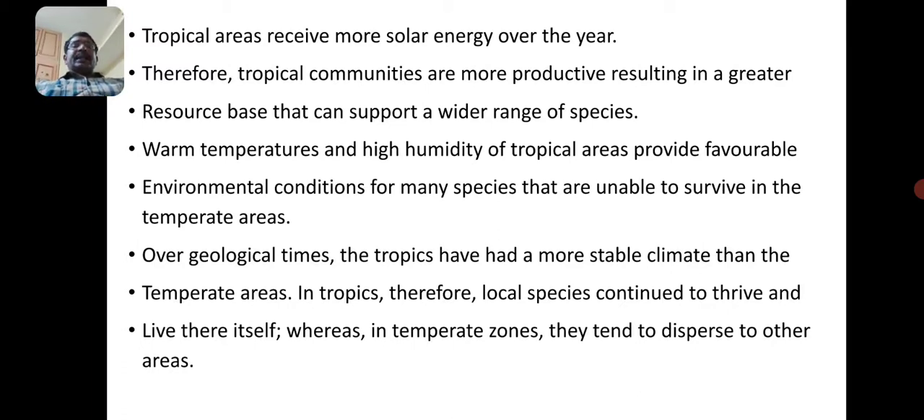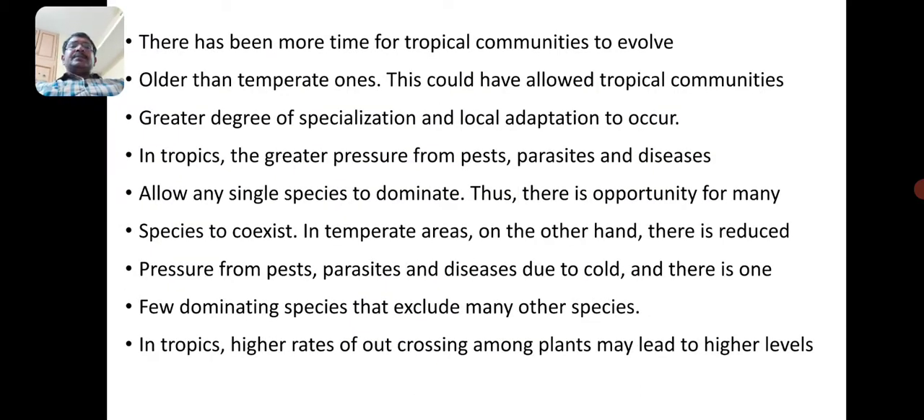Over geological time, the tropics have had a more stable climate than temperate areas. In the tropics, local species continued to survive, whereas in the temperate zones they tended to disperse from their areas. Tropical communities have had more time to evolve and are older than temperate ones. This could allow a greater degree of specialization and local adaptation, which occurs in the tropical regions.